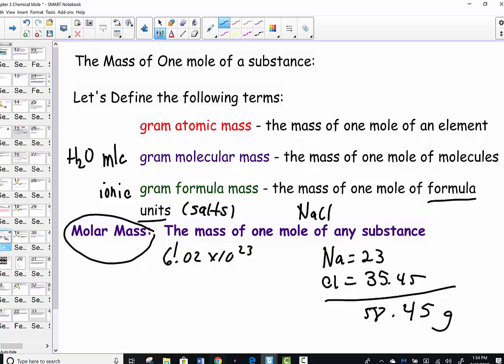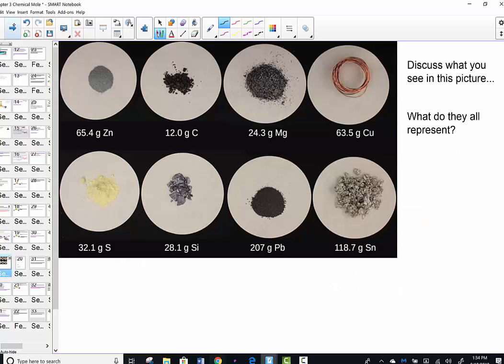So one word to define anything you weigh out, one whole mole of anything, is called the molar mass, the mass of a mole of any substance. That's the term that lies on the mole map, because you're finding molar mass. How much do you weigh out to get a whole mole of substances?